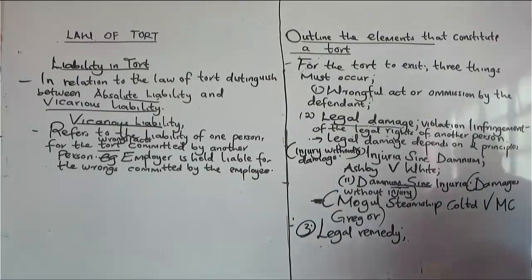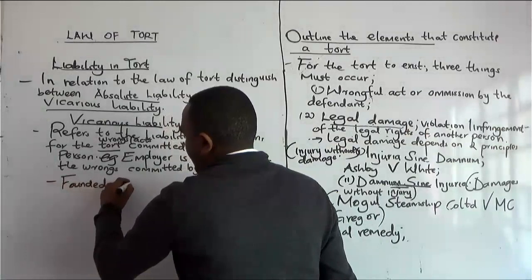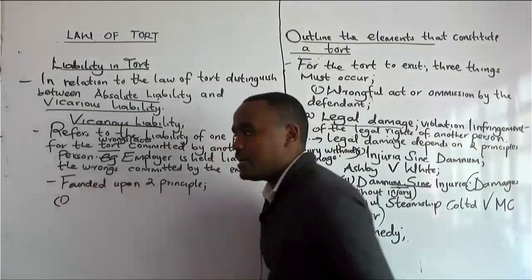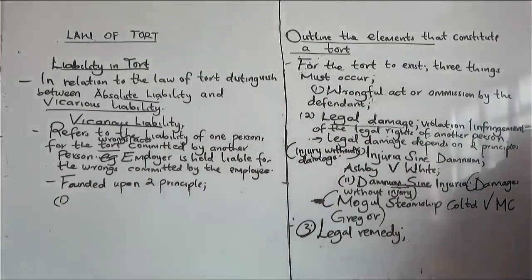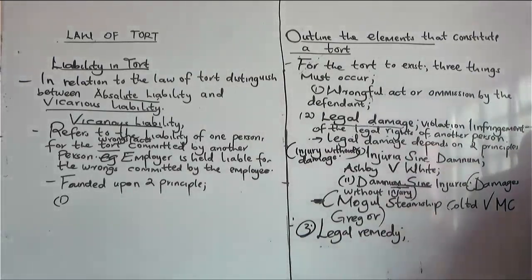We can say that vicarious liability is founded upon two principles. The first one is: let the superior or master be responsible. The second one is: he who acts through another.